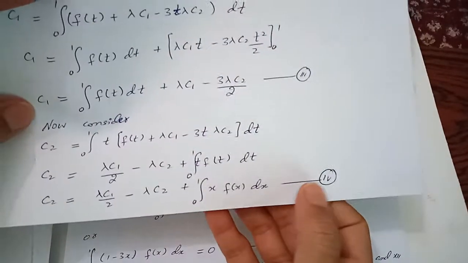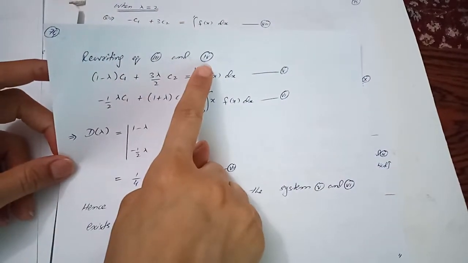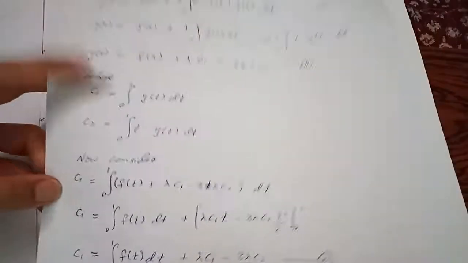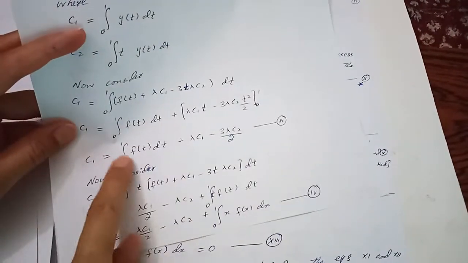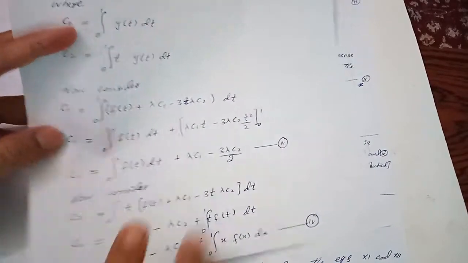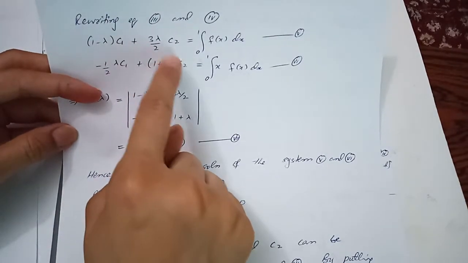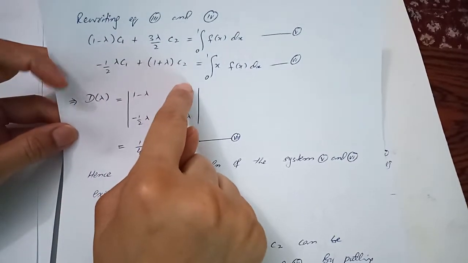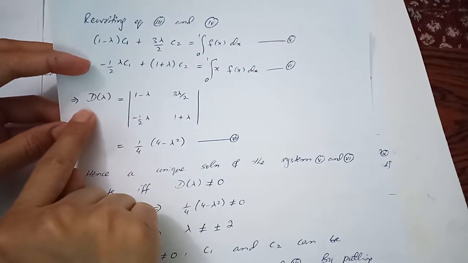After marking it as equation number 4, we are going to rewrite equations 3 and 4: keep these two integrals on the right side and move all other terms on the left side. Combine c1 and c2. After rewriting equations 3 and 4, we got these two equations and we know that we can just solve this system of equations.